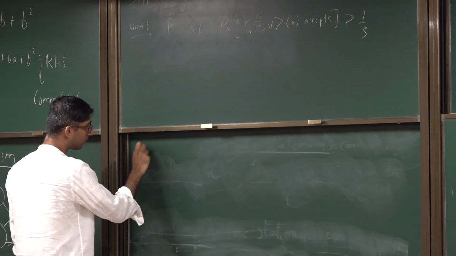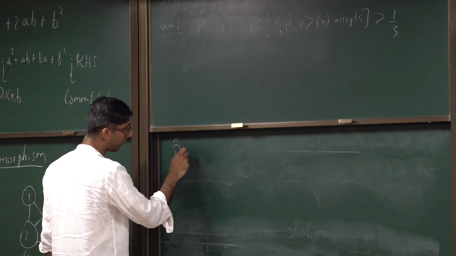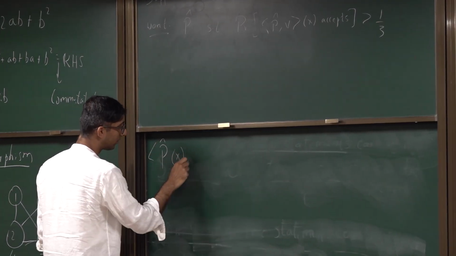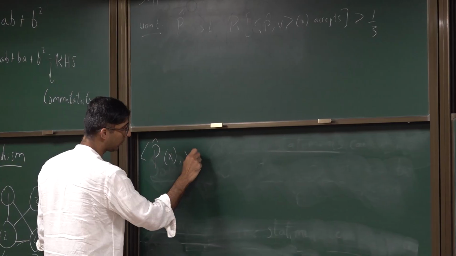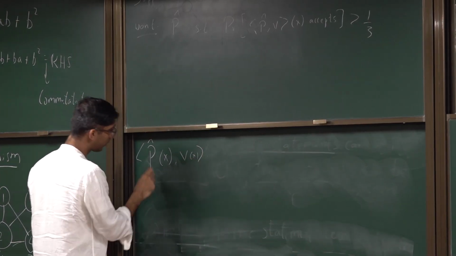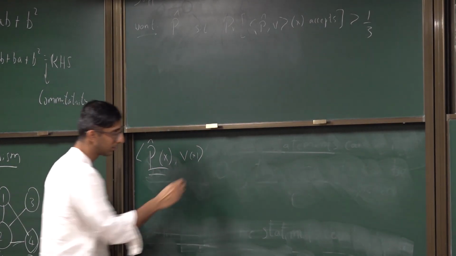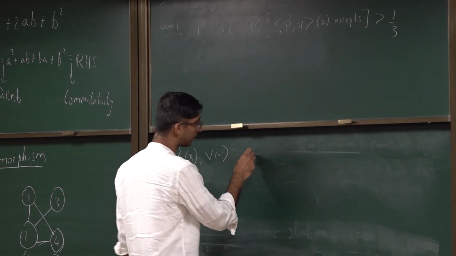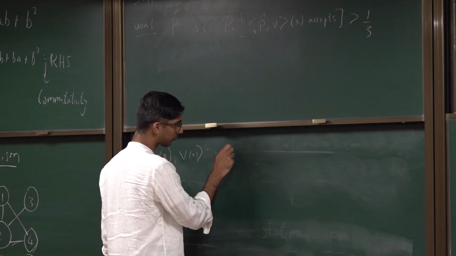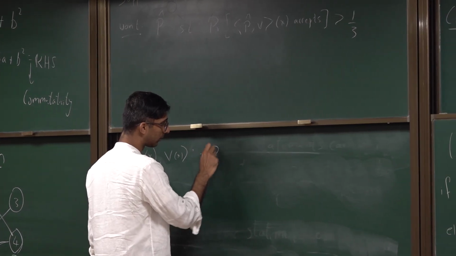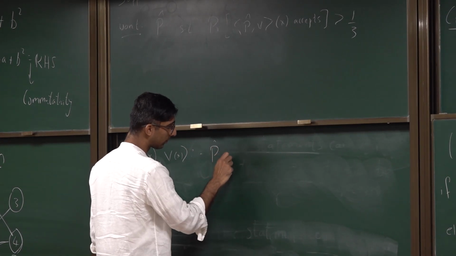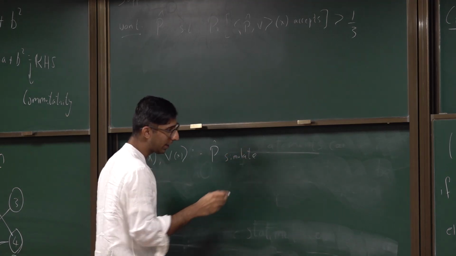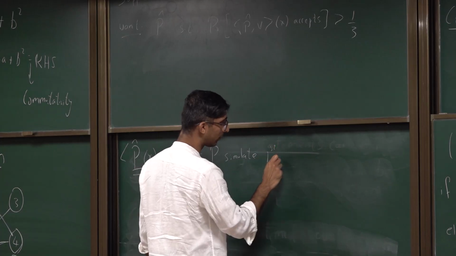So p hat is given some input x and it's interacting with the verifier v, which also has the input x, right? So I want to describe what p hat does in this case. What p hat will do is simulate an interaction, the first iteration.